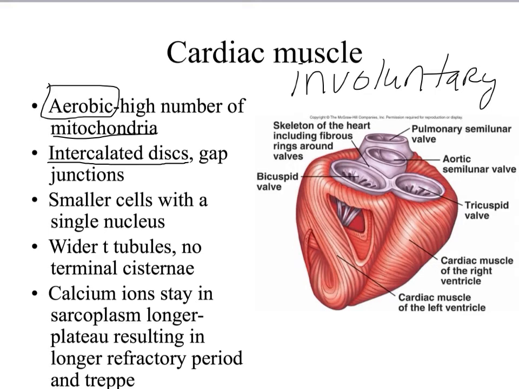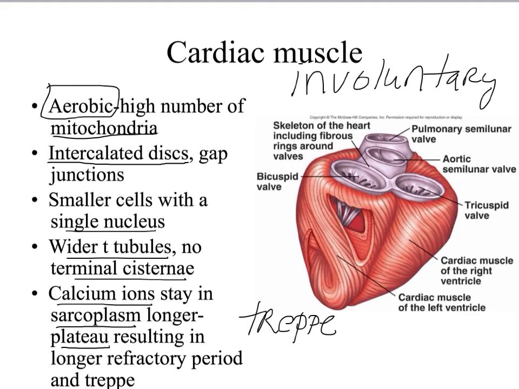So these cells are not multinucleate. They only have a single nucleus, unlike the skeletal muscles. You don't have the terminal cisternae. You have wider T-tubules. Remember, they use TREPA. They don't use a wave formation. And that happens because, remember, the calcium ions, instead of being pumped back into the sarcoplasmic reticulum, actually stay in the sarcoplasm longer, producing a plateau effect. So you've got a longer refractory period, which means you cannot make that muscle fiber contract any faster than it's going to. You go through a complete relaxation phase each time.